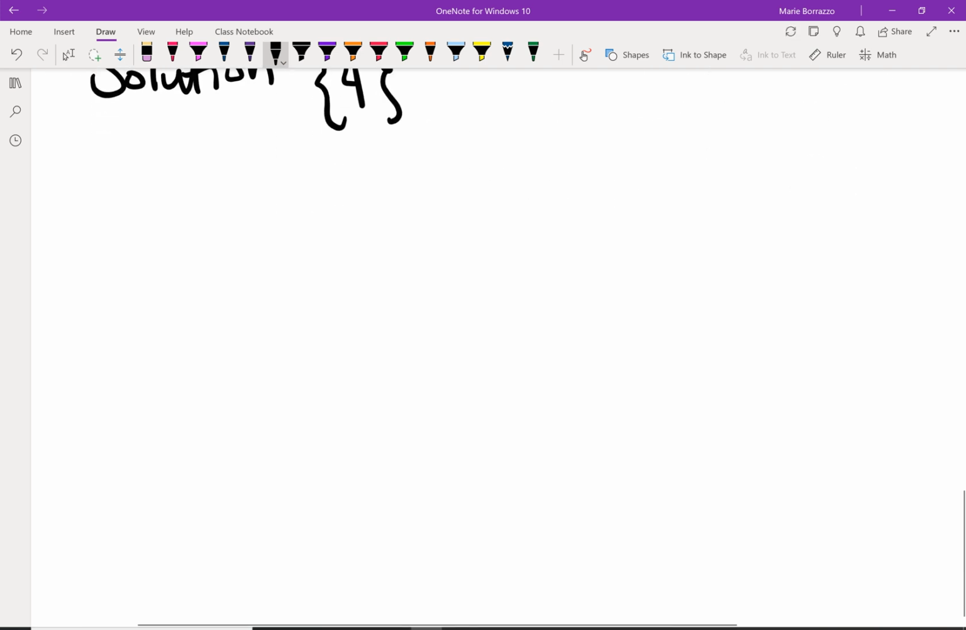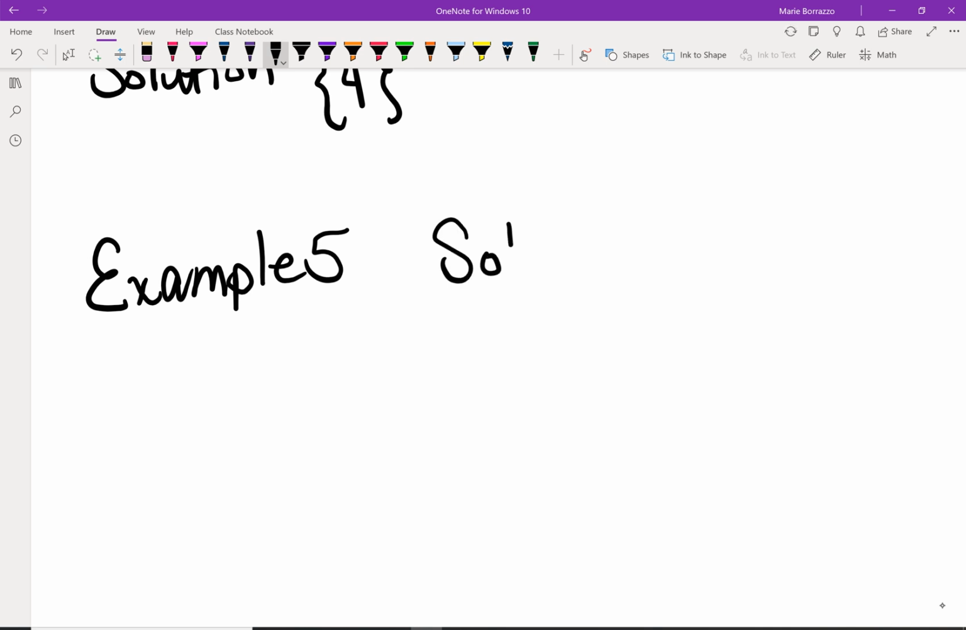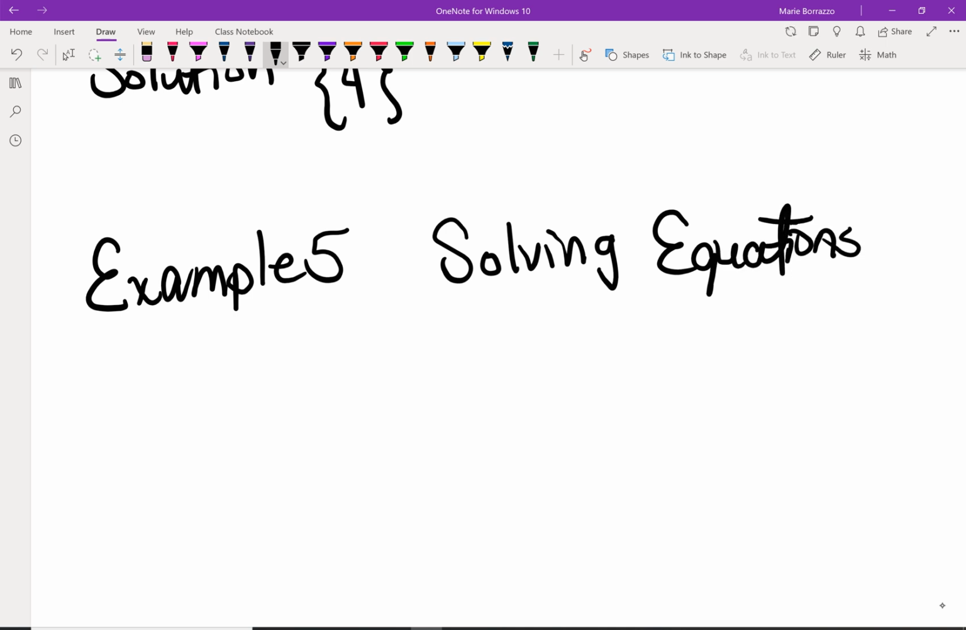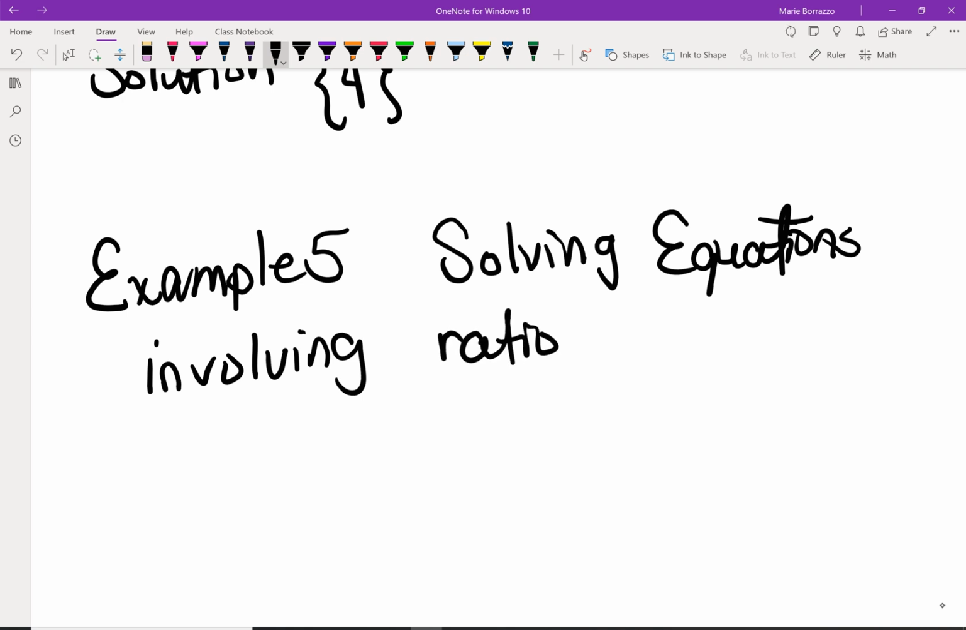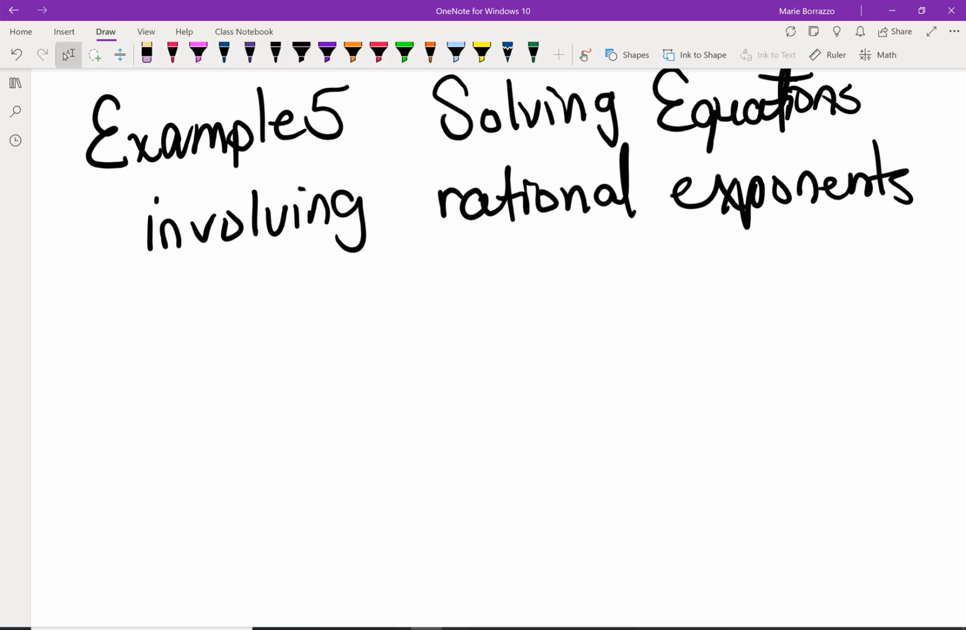I'm going to move on to example 5 here. In example 5, we are solving equations involving rational exponents. Now, this may look ominous, but I promise you, follow the example I give you and it will stick like glue. And we will practice this. So I'll start with example A. There is an example B, so I'm going to do A first.